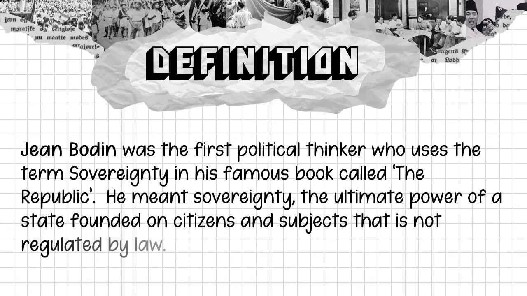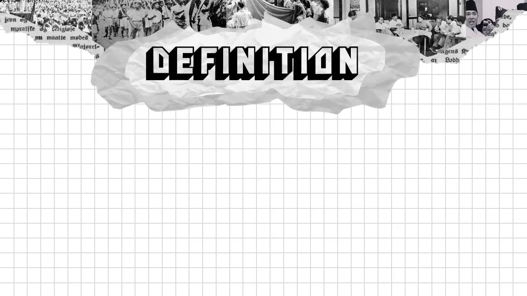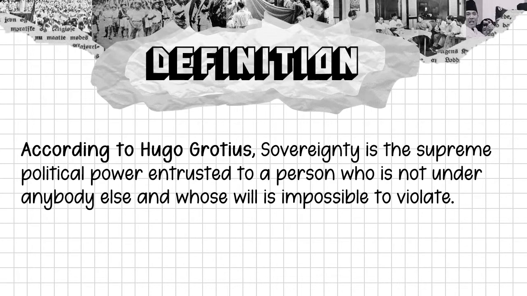Jean Bodin was the first political thinker who used the term sovereignty, in his famous book The Republic. He meant sovereignty as the ultimate power of a state over citizens and subjects that is not regulated by law. According to Hugo Grotius, sovereignty is the supreme political power entrusted to a person who is not under anybody else and whose will is impossible to violate.